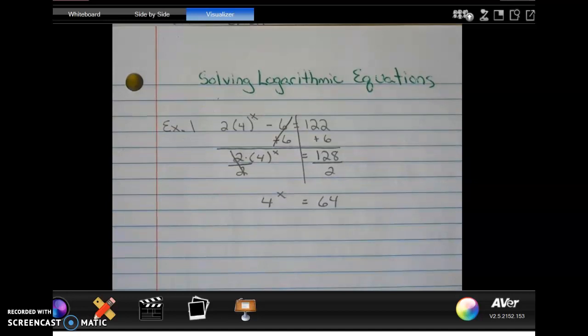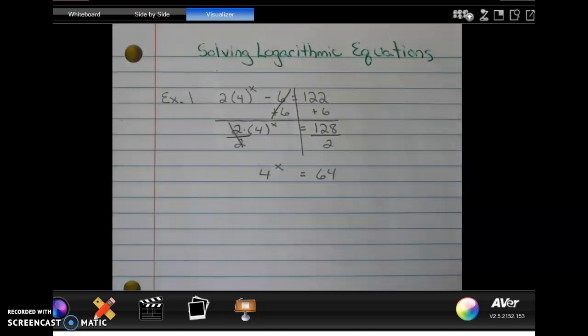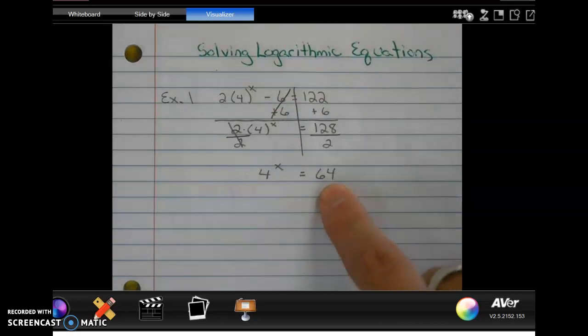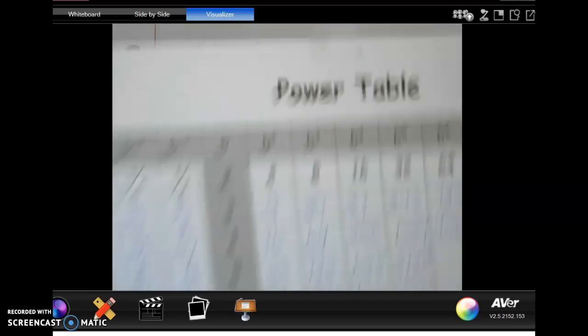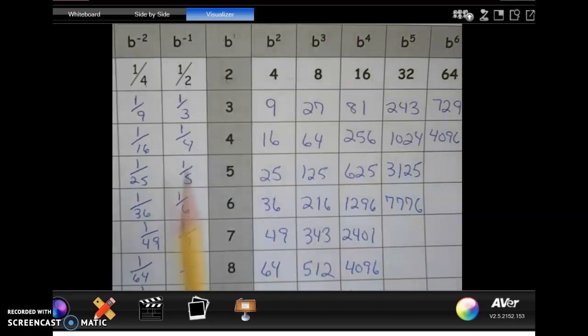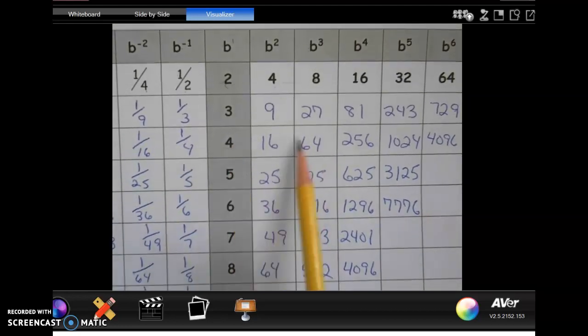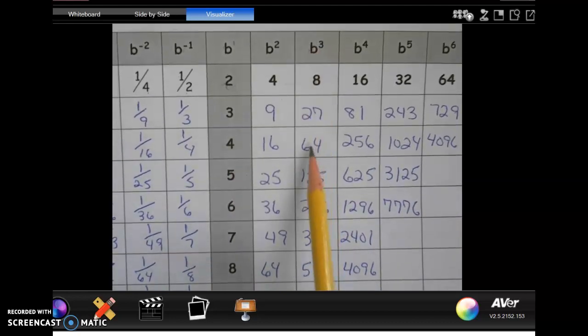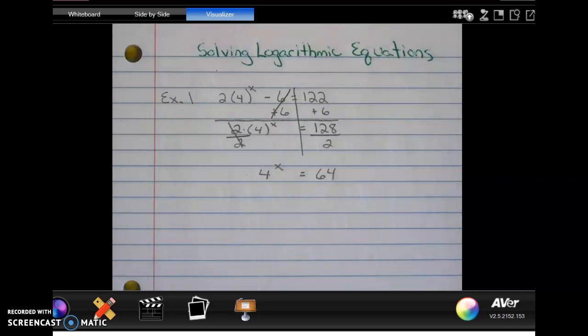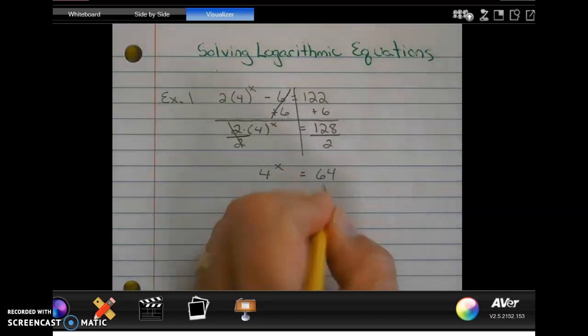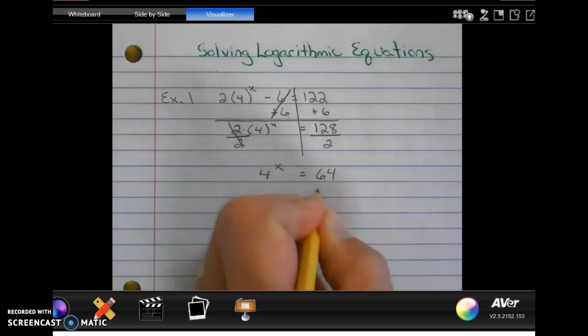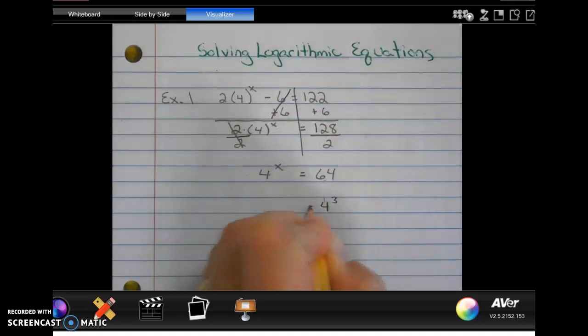Okay, so now at this point, we have a couple options. If possible, one option is to make the bases the same. I'm going to look at my base table and see if I can change 64 to base 4. Looking at base 4 on my power table, here's 64. So I know that 4 to the third power is 64. So I can change 64 and rewrite it as 4 to the third power.